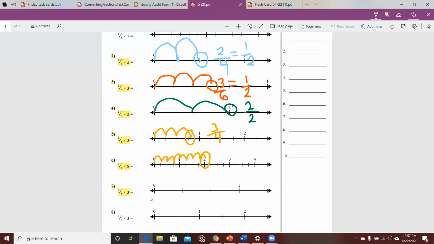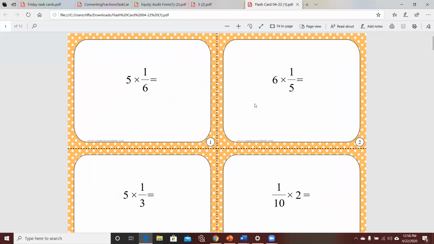Down here, 1/3 times 3, we're going to jump 3 groups of 1/3. So 1, 2, 3. This one we landed on 1. So this is just one of several ways you guys are learning to multiply fractions. But remember, there's always the go-to way, which would be the traditional way of just being able to multiply straight across. But just keep in mind, a lot of your questions you'll see will need pictures.